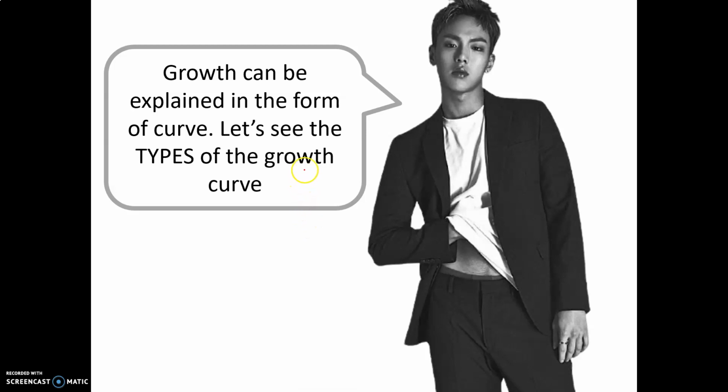Okay, tadi sudah explain what is the growth. Now saya nak explain pula. Growth ini can actually be explained in the form of curve. Kita boleh explain the growth in the form of curve. So mari kita tengok, let's see the types of the growth curve.